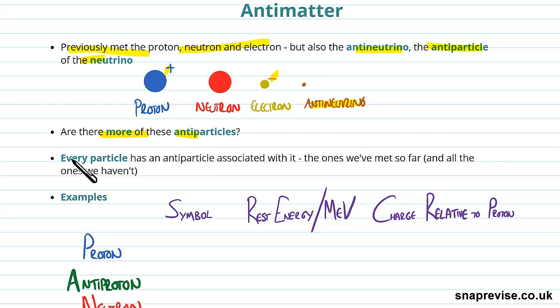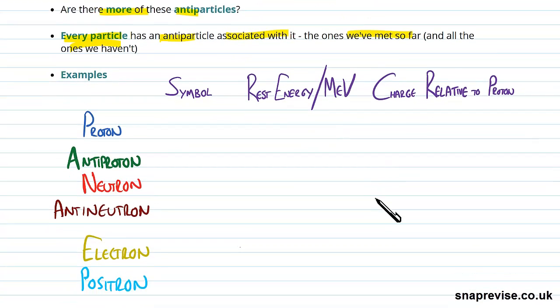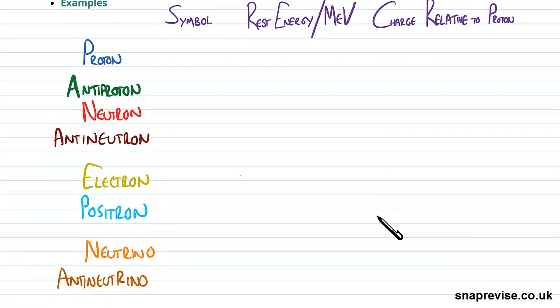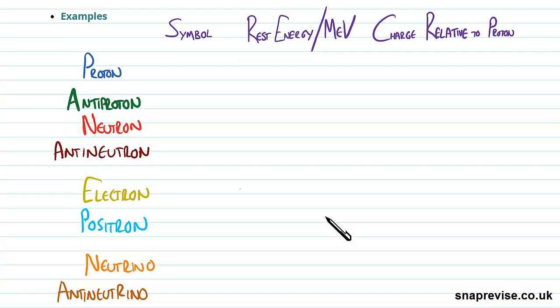So are there more antiparticles like this antineutrino? And the answer is yes. Every particle has an antiparticle associated with it, the ones we've met so far, and all the particles we haven't met as well. So there are antiparticles for the proton and the neutron and the electron, but also plenty of other particles we haven't met yet, and plenty of other antiparticles for those particles. We've got this table here for examples, and we're going to fill this out as we go through. We can start by labelling in the things we know.